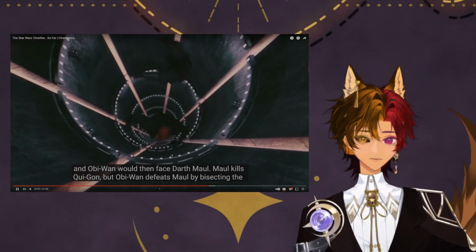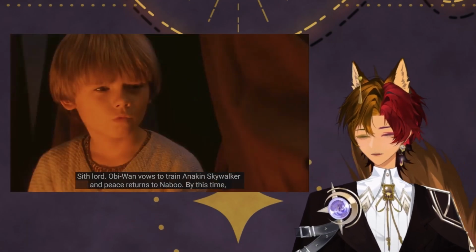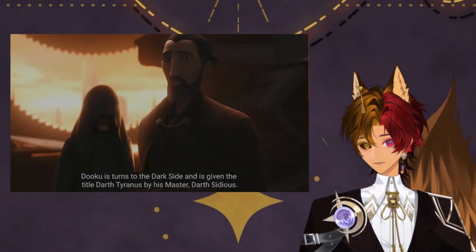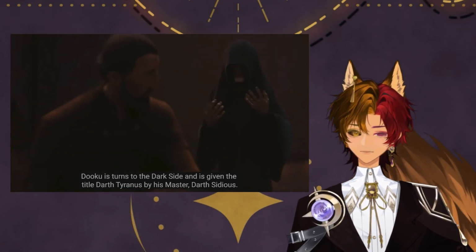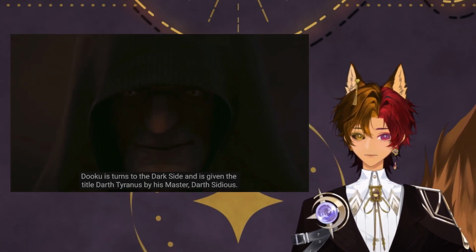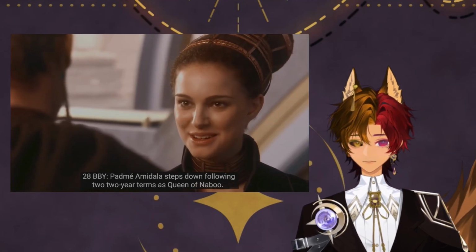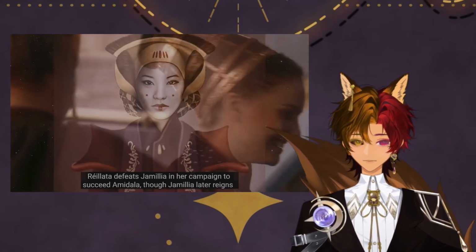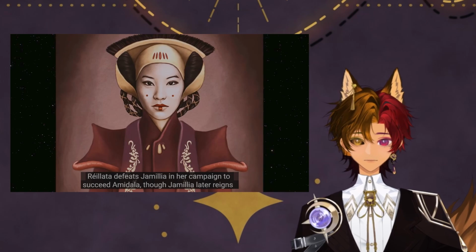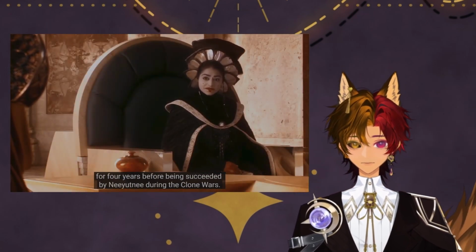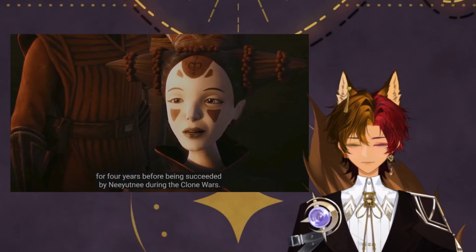Obi-Wan defeats Maul by bisecting the Sith Lord. Obi-Wan vows to train Anakin Skywalker, and peace returns to Naboo. By this time, Dooku is turned to the dark side and is given the title Darth Tyrannus by his master, Darth Sidious. 28 BBY. Padme Amidala steps down following two two-year terms as Queen of Naboo. Rey Lata defeats Jamila in her campaign to succeed Amidala, though Jamila later resigns for 4 years before being succeeded by Mutiny during the Clone Wars.